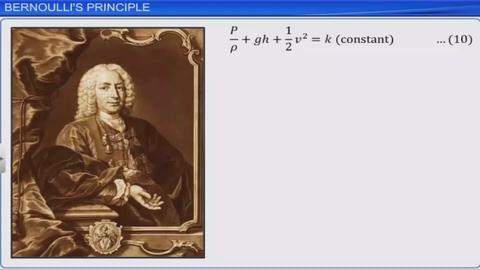We can also represent this equation as P plus ρGH plus half ρV square is a constant. Thus, in a streamlined flow of an ideal liquid, the sum of the pressure energy per unit volume, potential energy per unit volume, and kinetic energy per unit volume is always a constant at all cross-sections of the liquid.